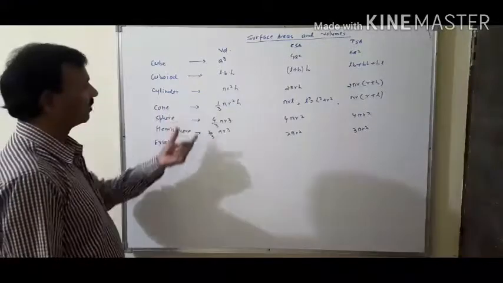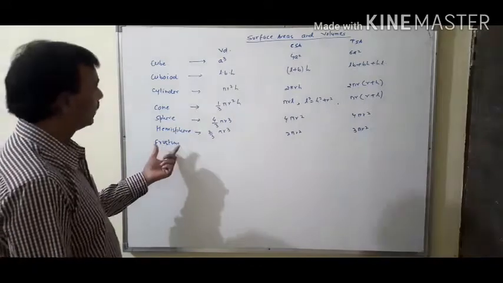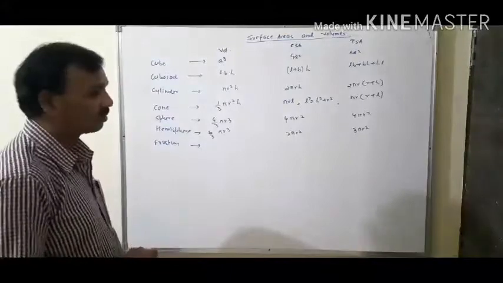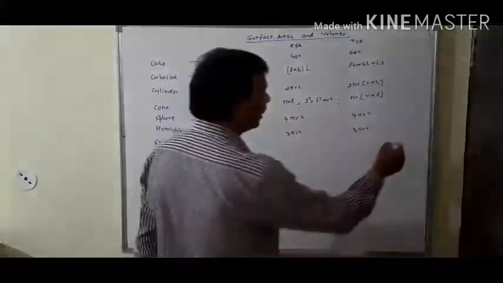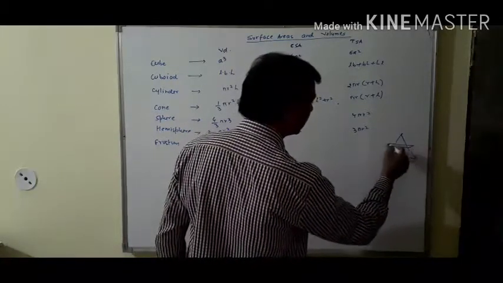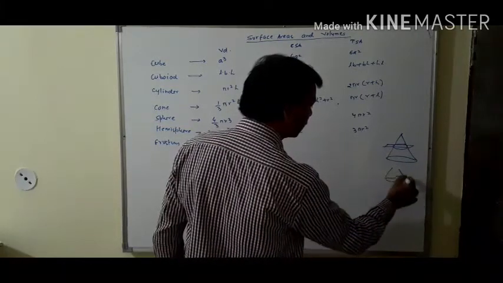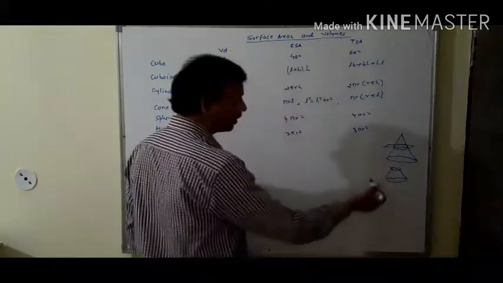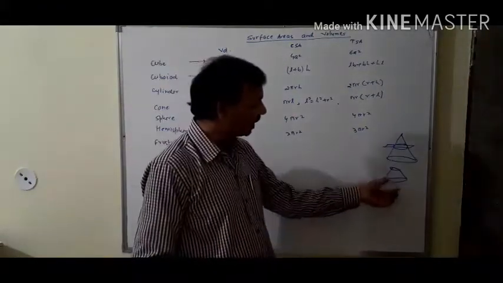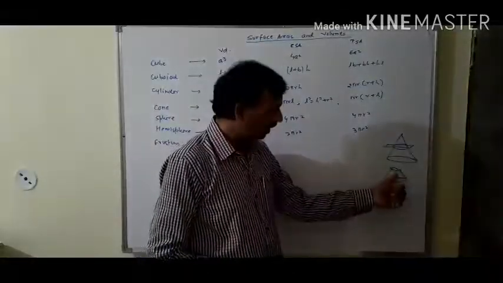Now volume of frustum. Frustum is a very special figure, a special shape. If we cut a cone by a plane from here, then the lower part of this cone is known as a frustum, and every frustum has two radii. First is R1 and second is R2.